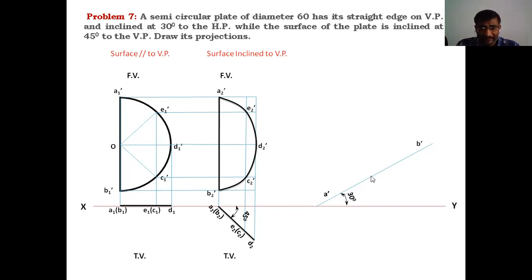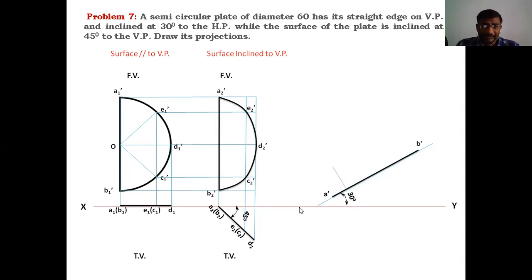So first of all, locate A dash somewhere. From that A dash, at a distance of 60 mm, locate another point on that inclined line. That point is B dash. A dash B dash is equal to 60 mm. This is the straight edge of the semicircle. Here the straight edge is perpendicular to XY. In the third stage, the straight edge is inclined 30 degrees to the XY line.